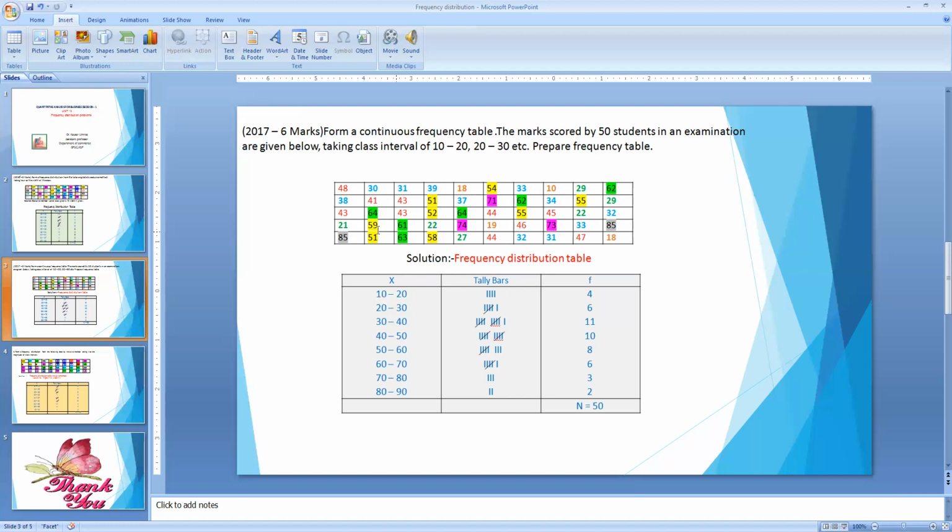Then 40 to 50. The numbers for 40 to 50 are highlighted in the red color. In the red color, there is 1, 2, it is 48, 1 here, 43, 41, 43, 43, and then 44, one more 44, 46, 45, 47. So these are all the numbers. There are a total of 10 numbers showing in the red color. So we have shown a group of 5 two times in the tally bars. Then in the frequency column we have shown 10.